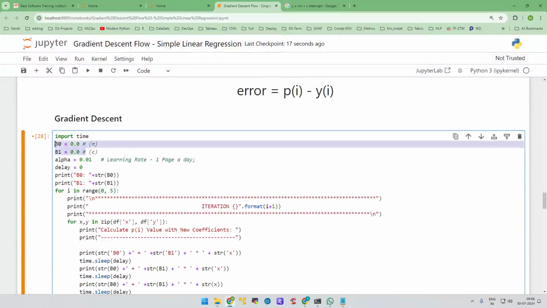Initially, we don't know the parameters, B0 and B1. B0 is 0 and B1 is 0. We're going to start with those values because we don't know the exact parameters.